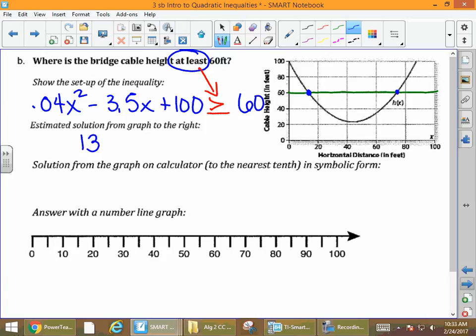What do we think that the right blue point is, roughly? Jordan? 75. So, somewhere around here. But do we want values that are going to be underneath this green line, or do we want values that are going to be above this green line? We actually want above. It needs to be at least.